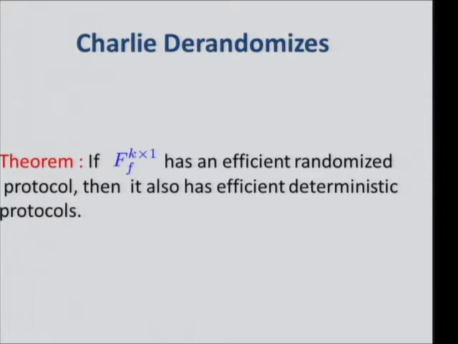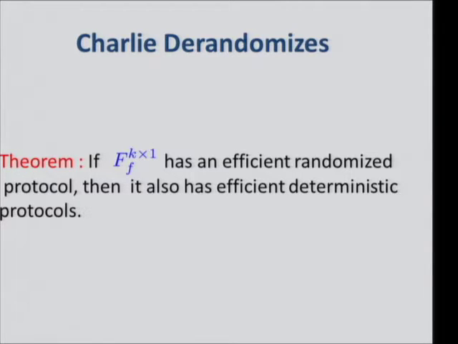This model is very strange. In this three-party model, there is no extra power with randomness. Take any function of this form. If you have an efficient randomized protocol, then you also have an efficient deterministic protocol. So the thing before can be de-randomized.